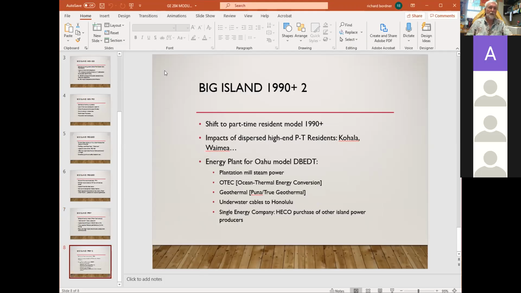Not surprisingly, with all this, what happens by the 1990s, after Maui jumps on board this part-time resident thing, so you get the idea of basically taking agricultural land and turning it into residences for folks to have as vacation homes, not surprisingly, the Big Island just totally jumps on this.